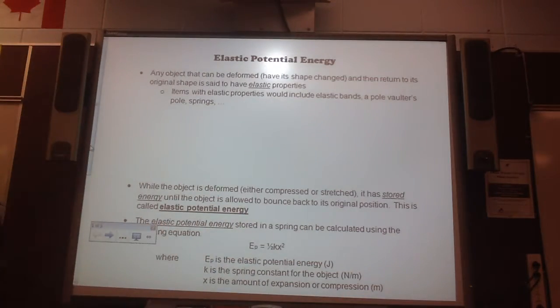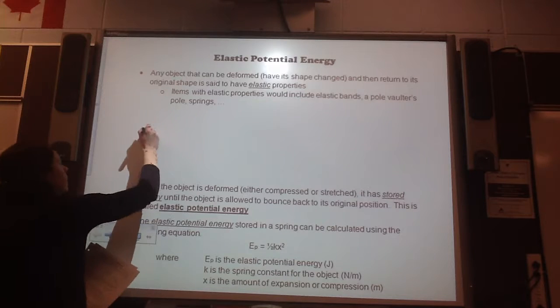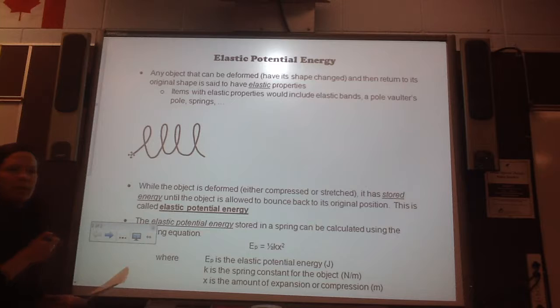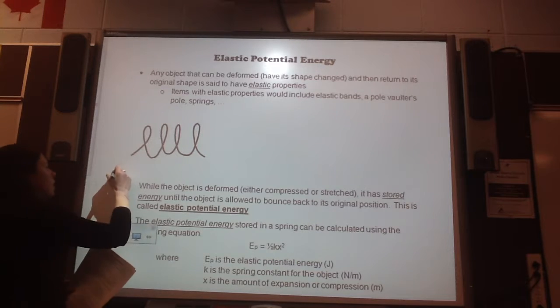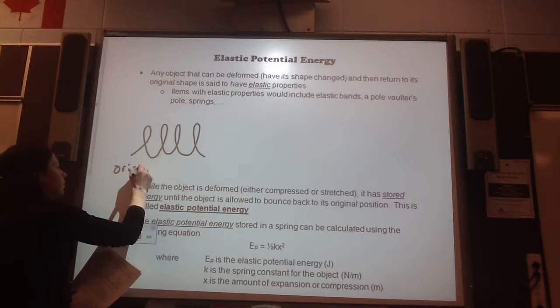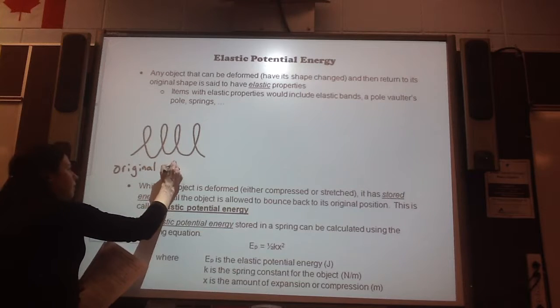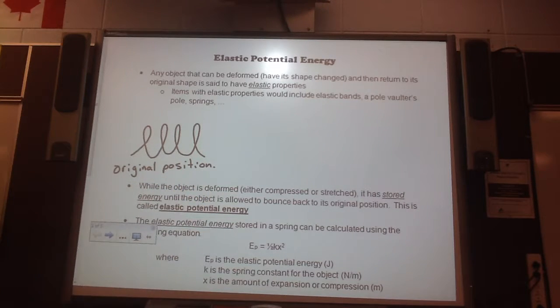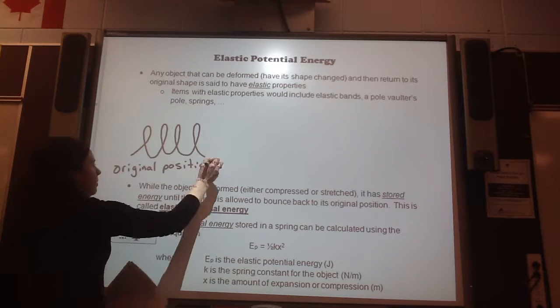So, items with elastic properties, things like elastic bands, a pole vaulter's poles, springs, slinkies, they all have that elastic potential energy. So let's just draw here. Like our slinky kind of thing, draw 4 loops. This is its original position. Let's refer to this as equilibrium.